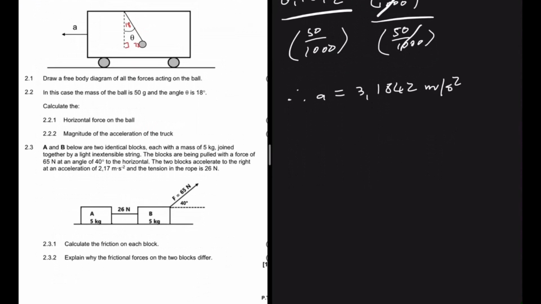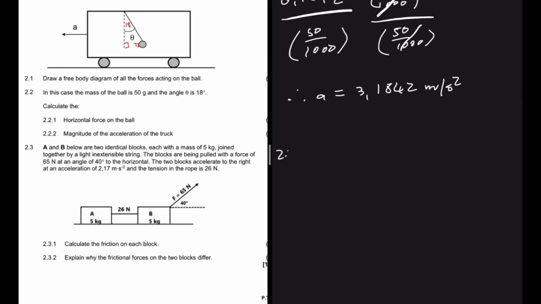2.3. A and B below are two identical blocks, each with a mass of 5 kgs, joined together by a light inextensible string. The blocks are being pulled with a force of 65 newtons at an angle of 40 degrees to the horizontal, as we can see. The two blocks accelerate to the right at an acceleration of 2.17 meters per second squared, and the tension in the rope is 26 newtons.